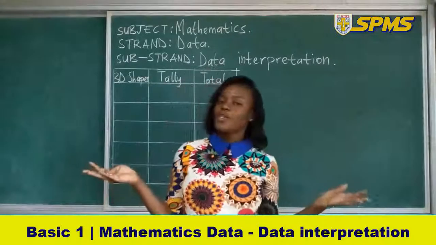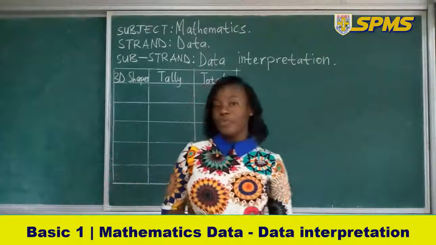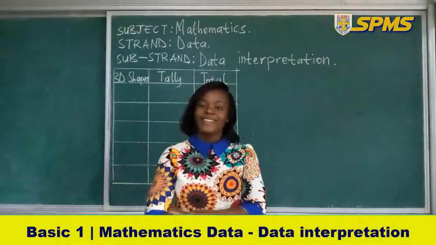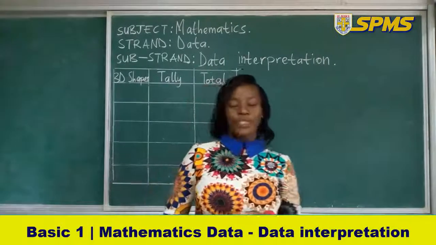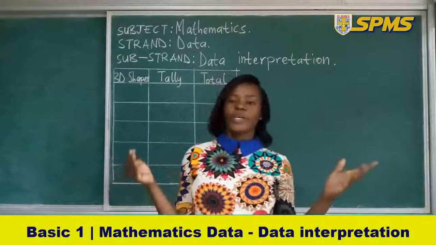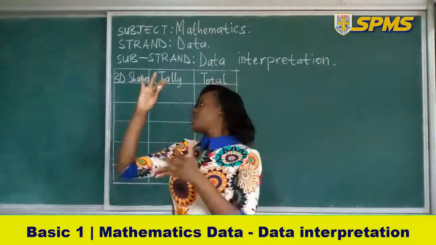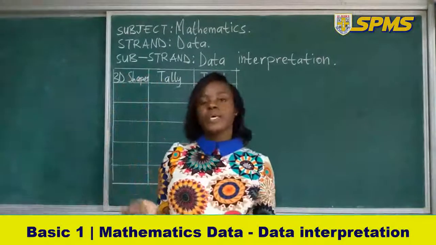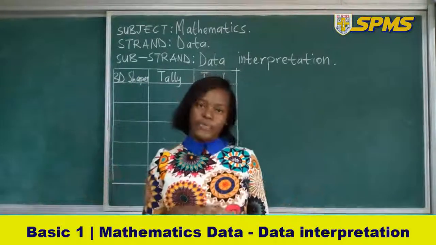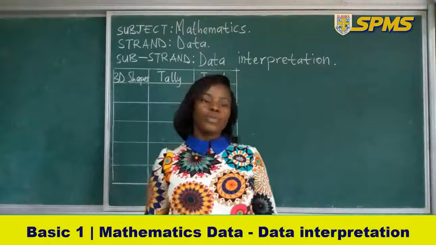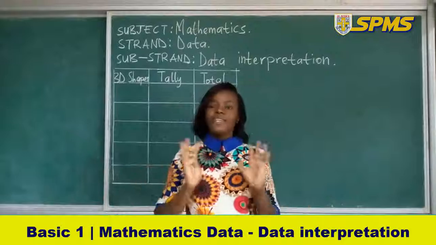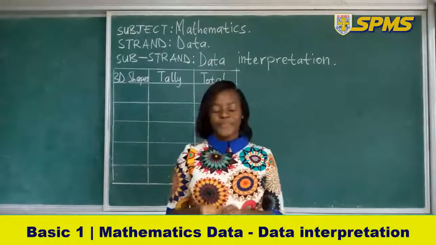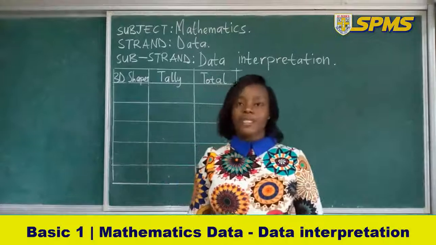Okay, children, do you remember what we talked about in our previous lesson? Very good. We talked about how to draw a picture graph on the data we collected. We collected the data of types of biscuits and we represented it on a picture graph. We also looked at how to trace it in order to get a neat and correct work. Now let's move on to today's lesson.